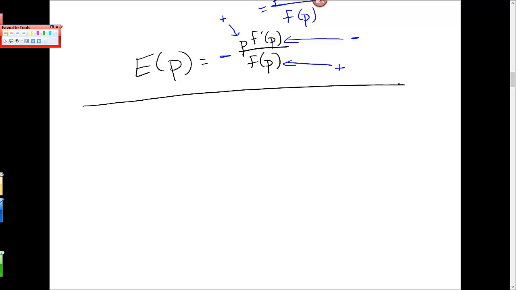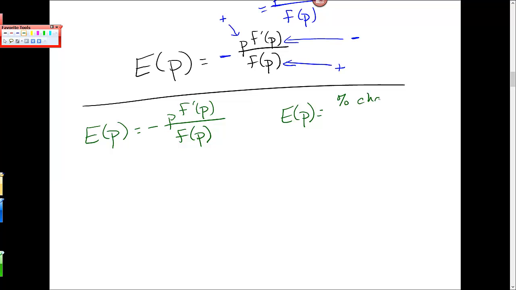So I want to make this conclusion just so that you remember these two forms. Elasticity of demand is negative P, F prime of P over F of P. But it also represents, and I want you to remember this, percent change in quantity over percent change in price. So these are the two forms that we use. The second one mostly to interpret what's happening in the problem, and the first one to actually form calculations.